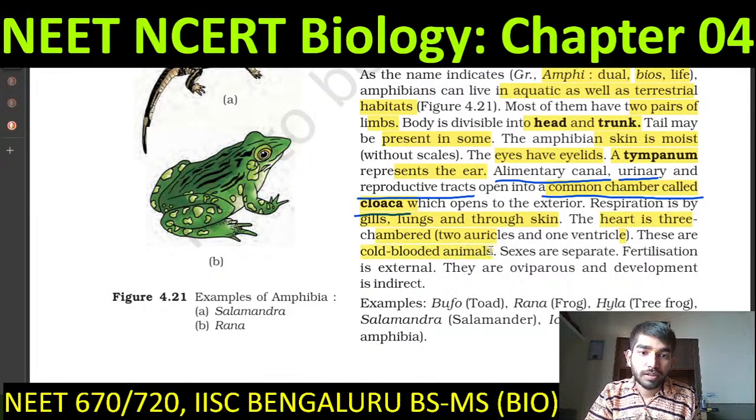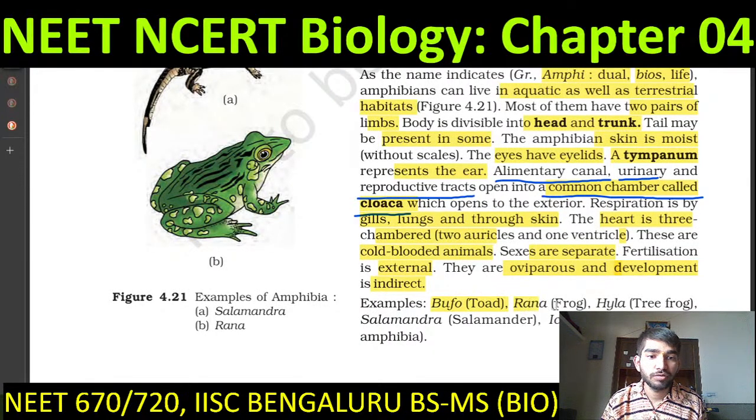That's why they can't regulate their temperature. Sexes are separate. Fertilization is external, oviparous. So they also give rise to eggs, and from the eggs hatches the new young one. Development is indirect through the larva. So you might have heard tadpole, which is the larval stage of frogs.